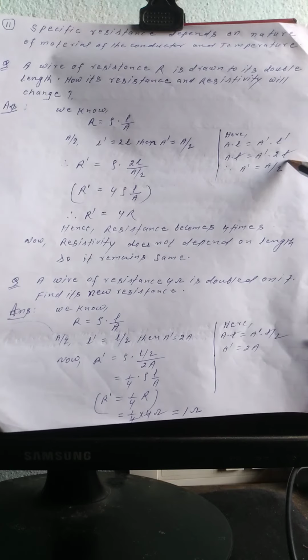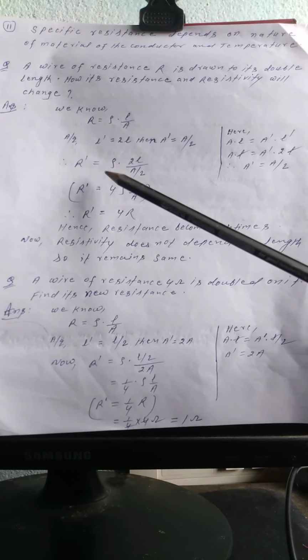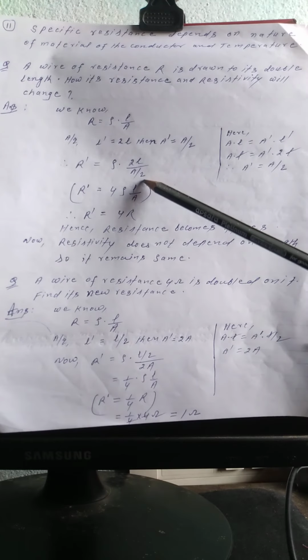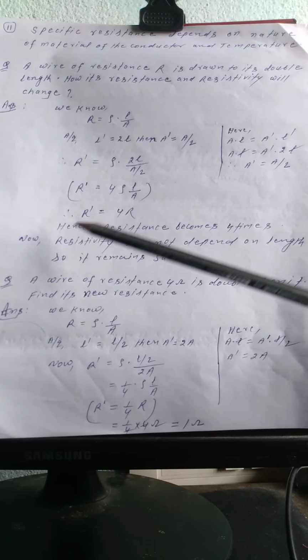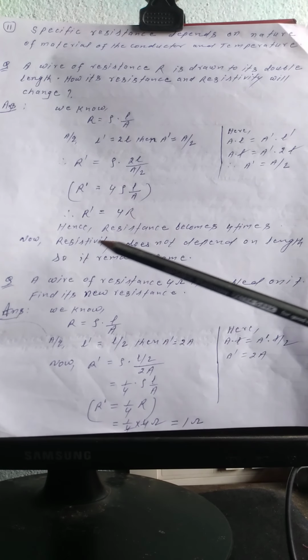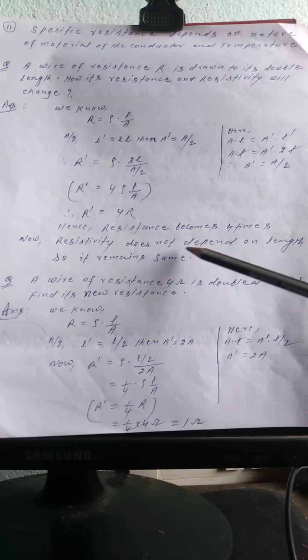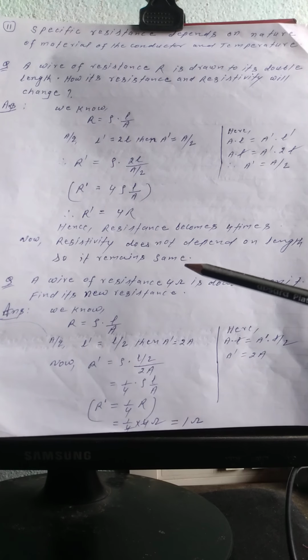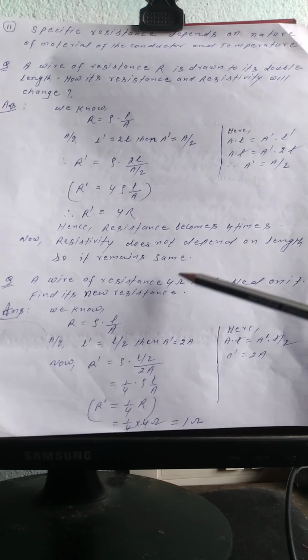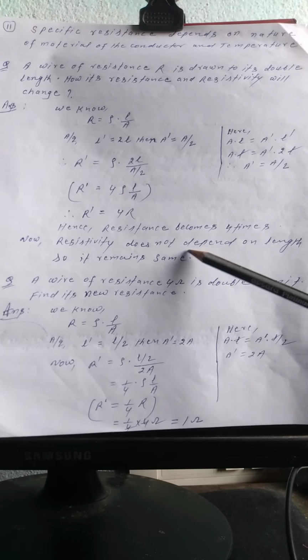Here L dash is given as 2L. L and L will be cancelled. A dash is equal to A by 2. Now R dash is equal to rho 2L by A by 2, or it is equal to 4 into rho L by A, or R dash is equal to 4R. Hence resistance becomes 4 times. Now resistivity doesn't change due to change in length, because it doesn't depend on length and area of cross section. So specific resistance remains the same.